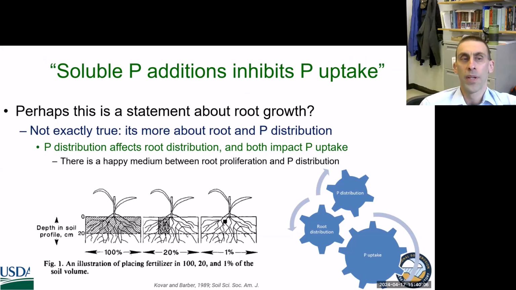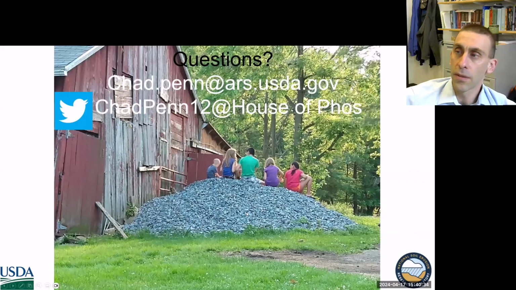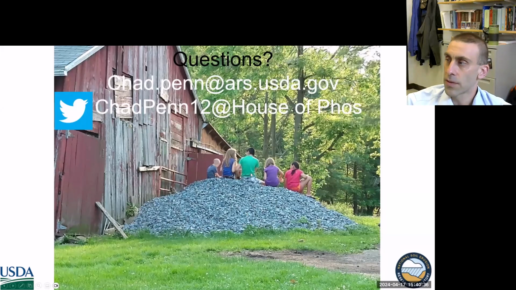So I can't get into the details of it right now, but I'll just say this. Phosphorus distribution does impact root distribution, and both phosphorus distribution and root distribution impact phosphorus uptake. So ultimately, there is a happy medium between root proliferation, root density, and phosphorus distribution. All right, and I think that's the end of those. So thank you, and I'm ready for any questions here.